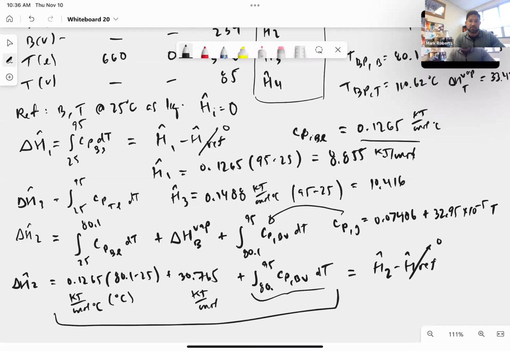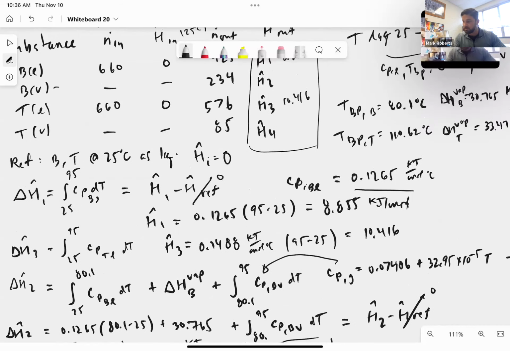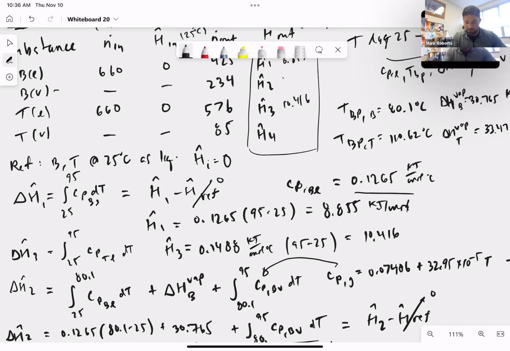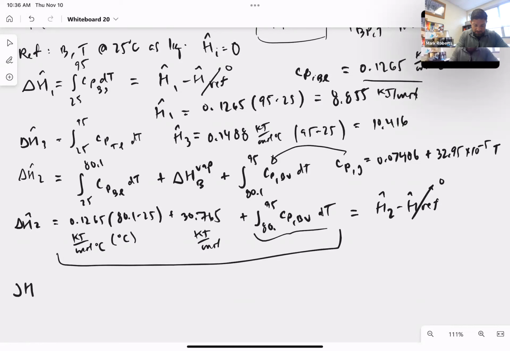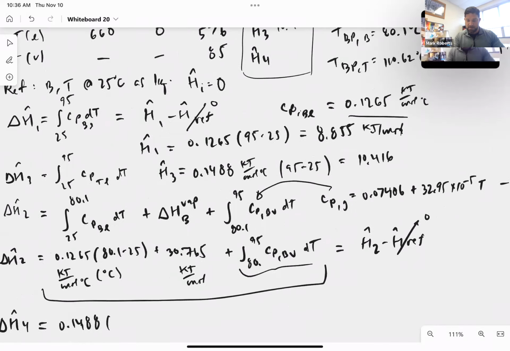And if we go ahead and do that calculation, I'm not going to spend the time to plug the numbers in here. We get, what is this, 39.91. And then if we do the same thing for toluene, so delta H4, it's going to be the heat capacity of toluene as a liquid, 0.1488, and then we're going to go to the boiling point, which for toluene is 110.62.